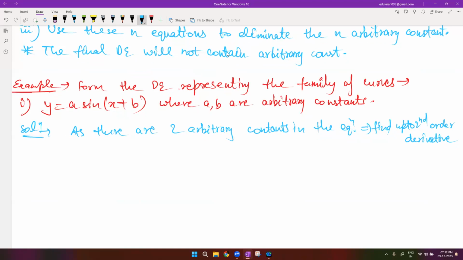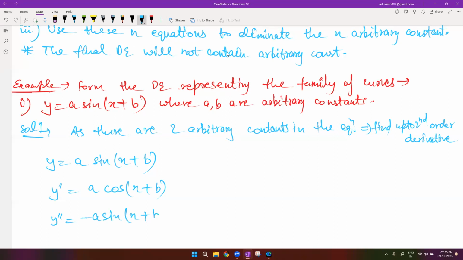Okay, so the given equation is y is equal to a times sine of x plus b. Right? Now, if I find out y dash, then a is a constant, right? So a is as it is. Differentiation of sine is cos of x plus b, right? Then again y double dash. Y double dash will have the same a. Differentiation of cos will be minus sine of x plus b, right?